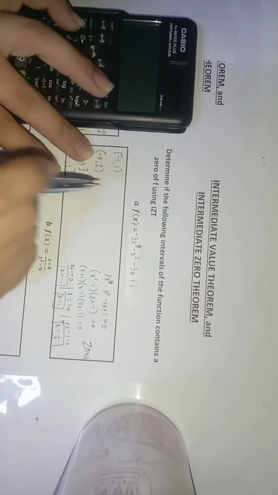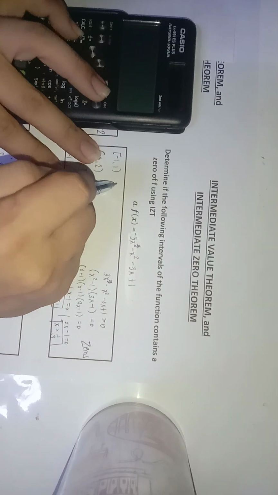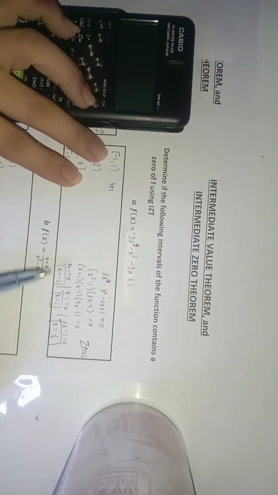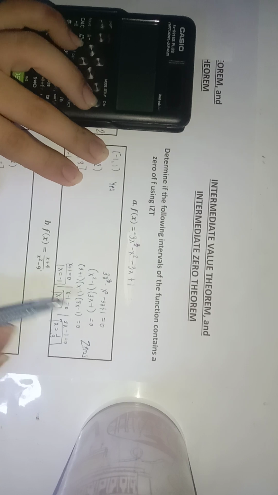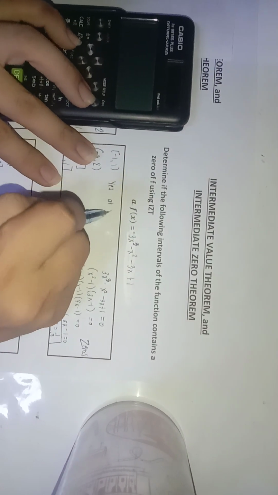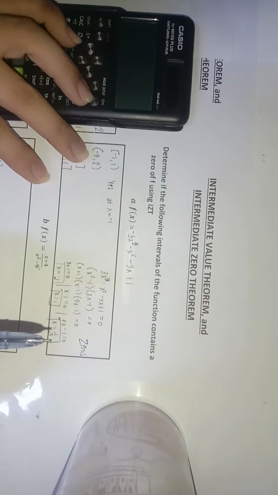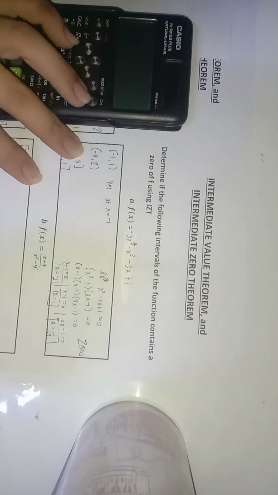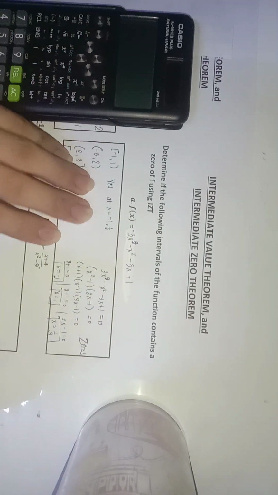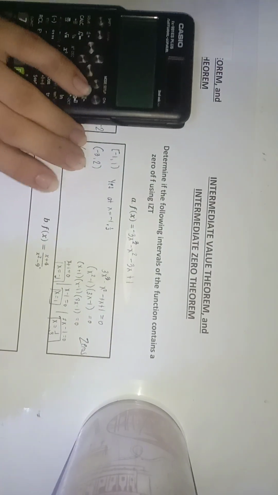So, this is an example. Yes, our interval is included, because it contains a zero of our function, which is negative 1, at x is equal to negative 1. And also, 1/3 is included. And also, positive 1/3. How about the second interval?